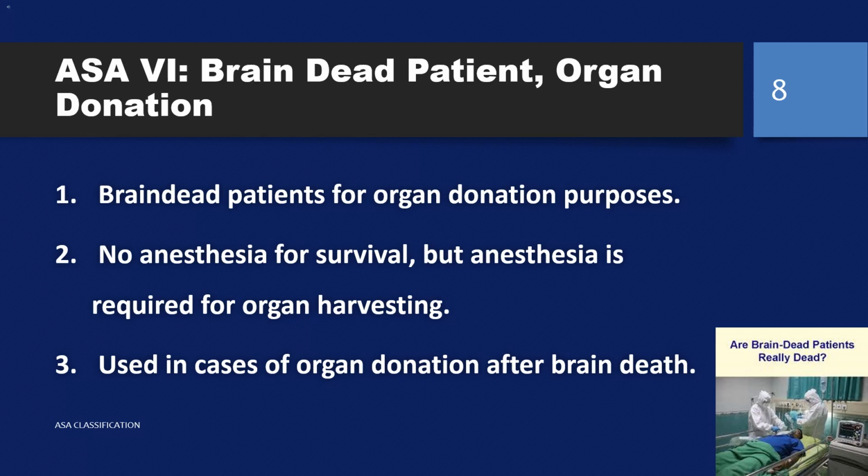3. Special considerations. Anesthesia care is focused on preserving the health and function of the donated organs. 3. Purpose. 1. Organ donation after brain death. ASA classification is used in cases where organ donation occurs after brain death has been declared. 2. Facilitating organ transplantation. The goal of anesthesia care in these cases is to facilitate successful organ transplantation. ASA 6 patients are brain-dead individuals who are being maintained on life support for organ donation purposes, and anesthesia care is focused on ensuring the quality and viability of the donated organs.